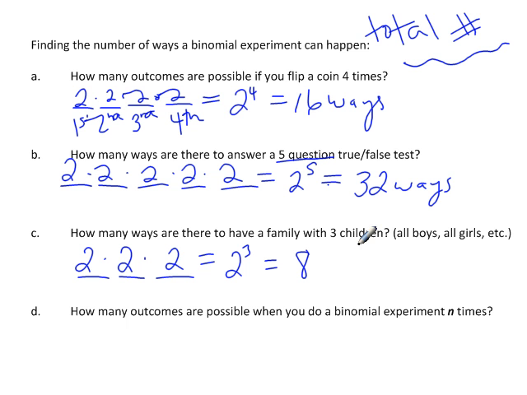And then the last one says, how many outcomes are possible when you do a binomial experiment n times? Well, when we did it 4 times, it was 2 to the 4th. When we did our experiment 5 times, it was 2 to the 5th. When we did our experiment 3 times, it was 2 to the 3rd. So if we're going to do the experiment n times, that would be 2 to the nth. So now we know if we flip a coin 20 times, we could just do 2 to the 20th, and that would tell us how many outcomes are possible if you flip a coin 20 times.